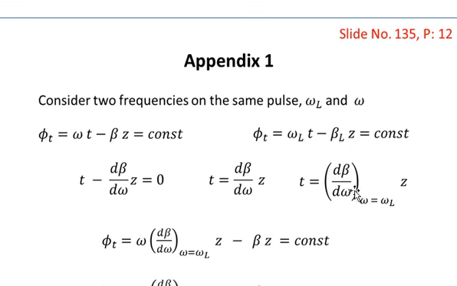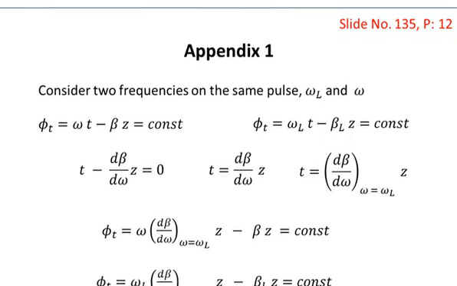So this will hold generally for any value of omega on the pulse, and for any particular value of omega, that is the central frequency. This also holds for the central frequency, and in general holds for all the frequencies present in the pulse. So we can substitute the value of t in both of these expressions, that is, we can replace time with this factor.